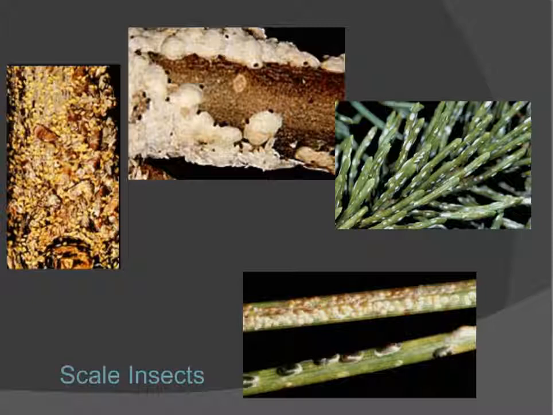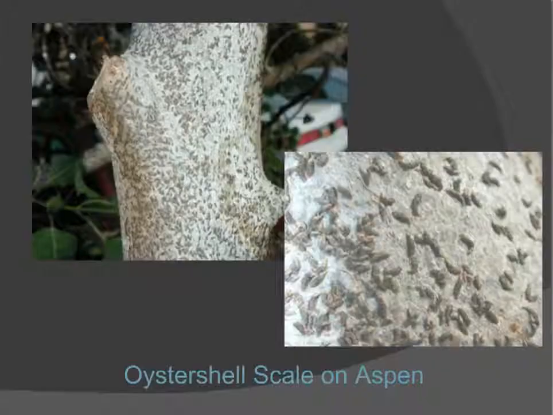Scale insects, they're also piercing and sucking, and they have either a waxy or a hard cover over them, and the insect is underneath. Some of the scale that you might find that is fairly common is oyster shell scale on aspen. Because aspen has such a thin bark, they can suck the phloem juice, the carbohydrates, right out of there.